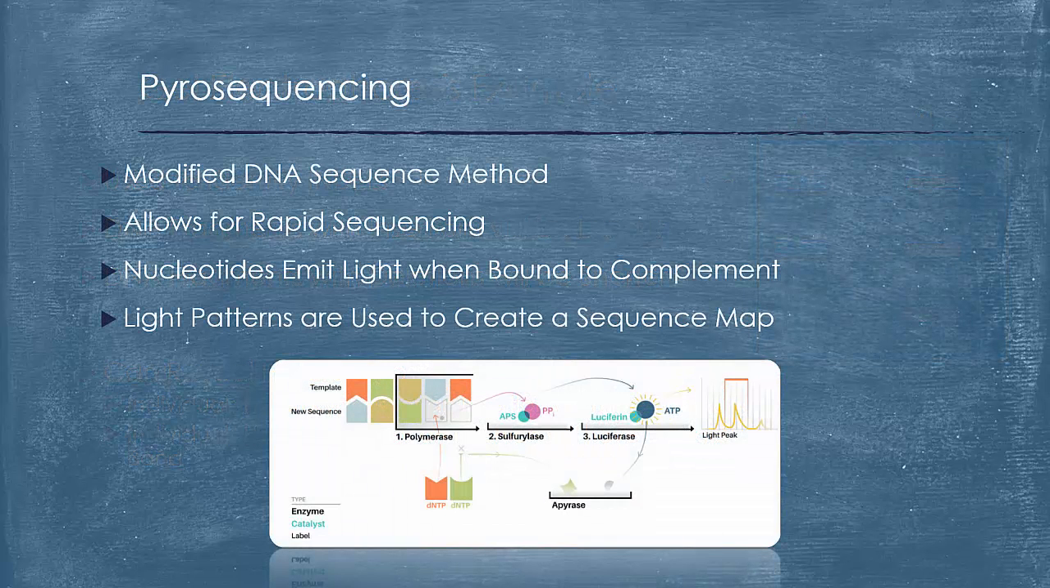Now, a final, newer method is what we call pyrosequencing. And so this is a modified DNA sequencing method, and it allows for rapid sequencing of large segments of DNA. So whole genomes can be mapped in months instead of years. And so in this instance, nucleotides have been chemically modified to emit a photon of light when bound to their complement on the strand. Measures of the light bands released for each of the 4 nucleotides can then create a nucleotide sequence map. So pretty cool new stuff.